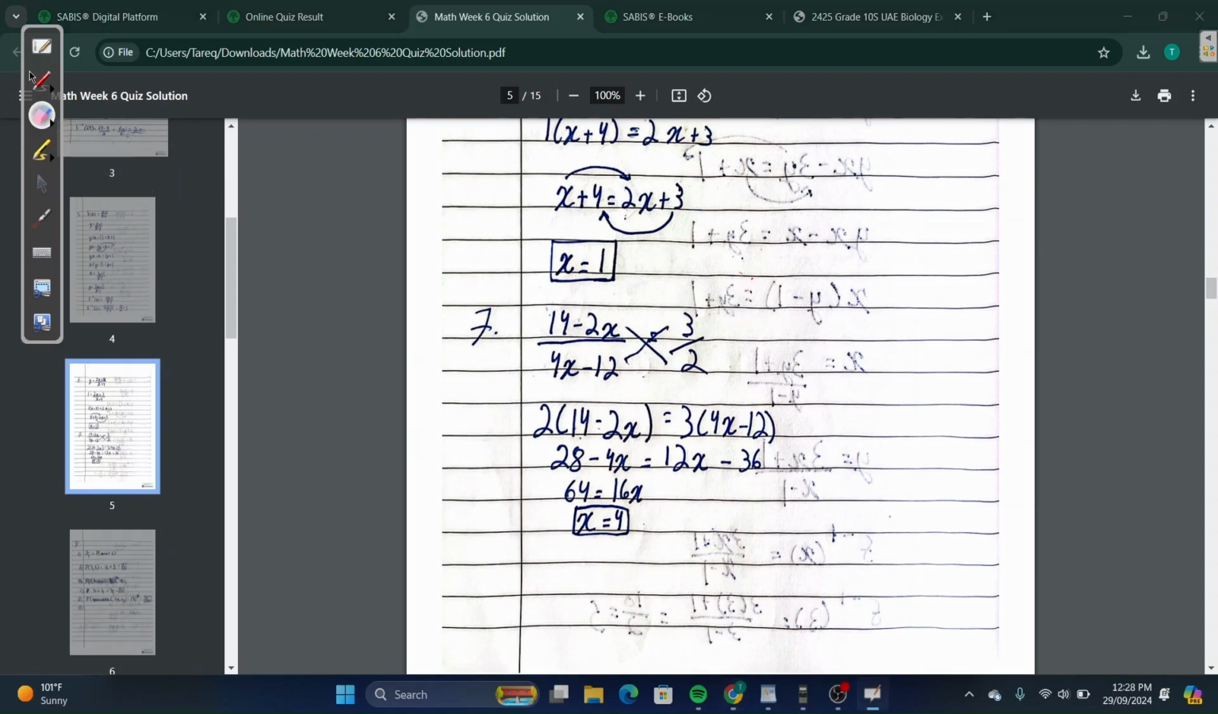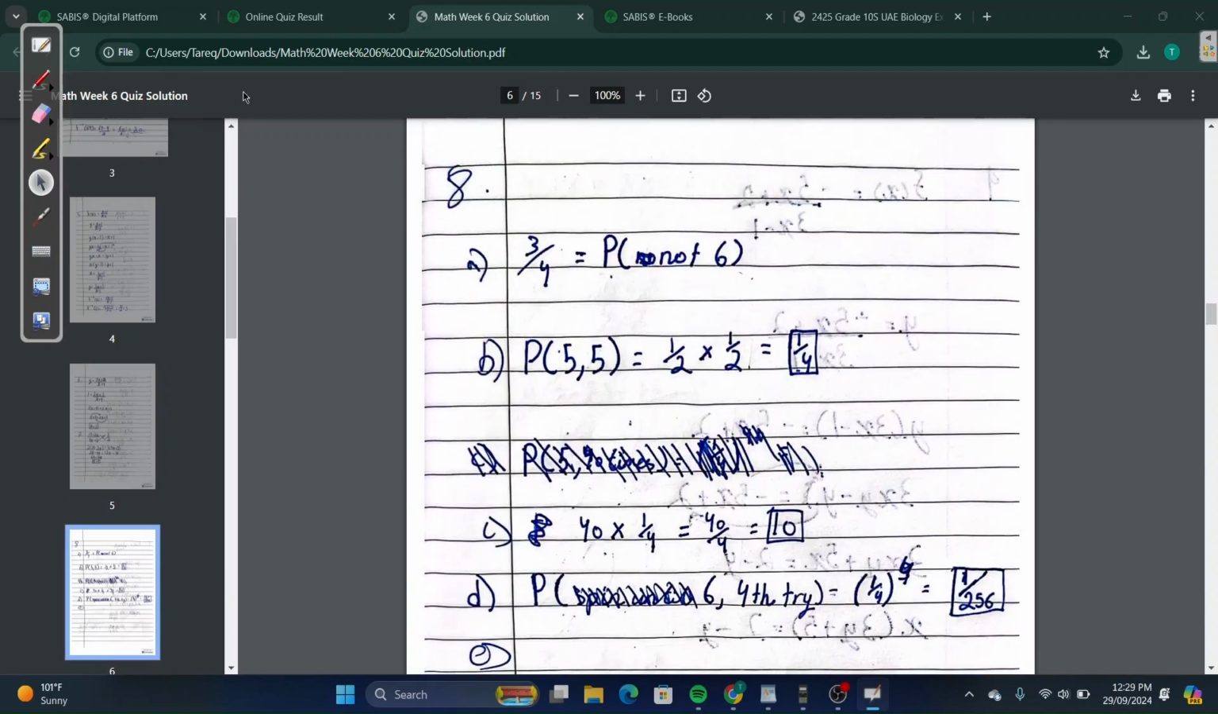You cross multiplied, right? So 2 times 14 minus 2x equals 3 multiplied by 4x minus 12. You distribute the 2, and then you distribute the 3. 2 times 14 is 28. Negative 2 times 2 is negative 4x. Same process here. You took the 12x, you took the 4x to the other side, and you took the negative 36 to the other side. 28 plus 36 is 64, equal to 12x plus 4x. 16x equals 64. x equals 4. I'm rushing through this because this is easy. And after this question, we have probability, I believe, which I need to explain.